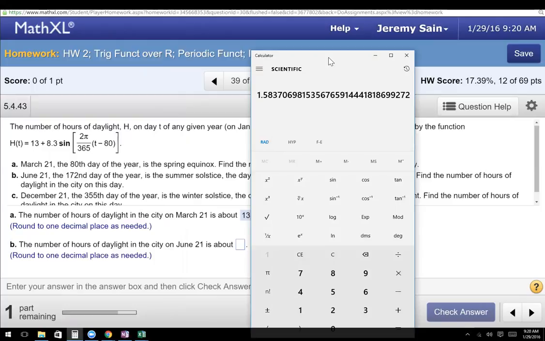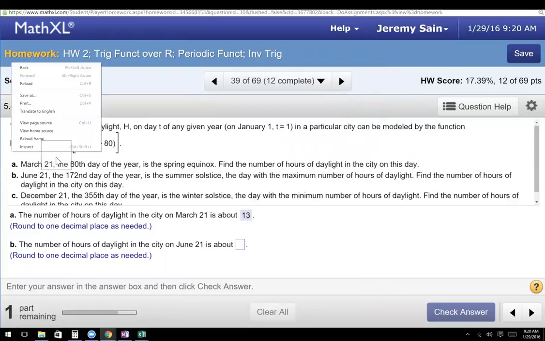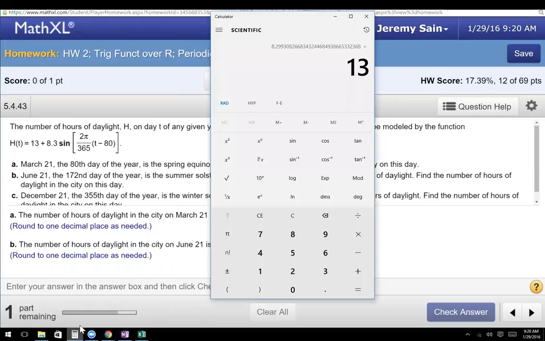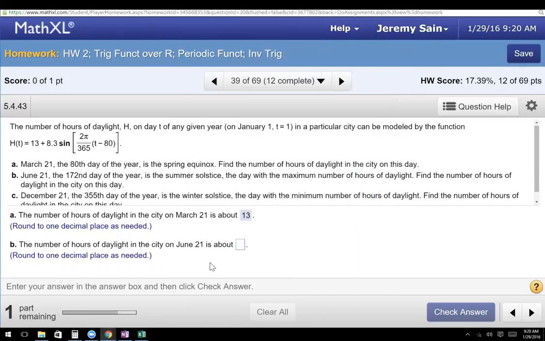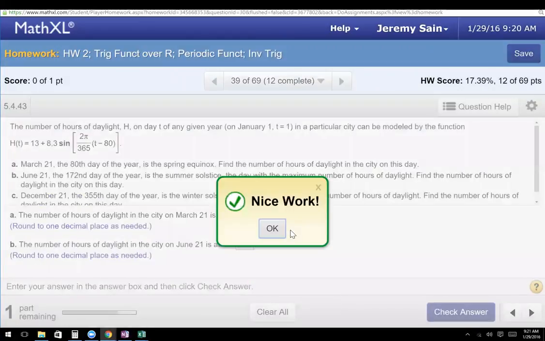So I change to radians, hit sine, and then I hit times 8.3, and then plus 13. It's there in the problem. Look at the formula. Right there, 8.3. 21.3. It wants one decimal place on hours. Boom.